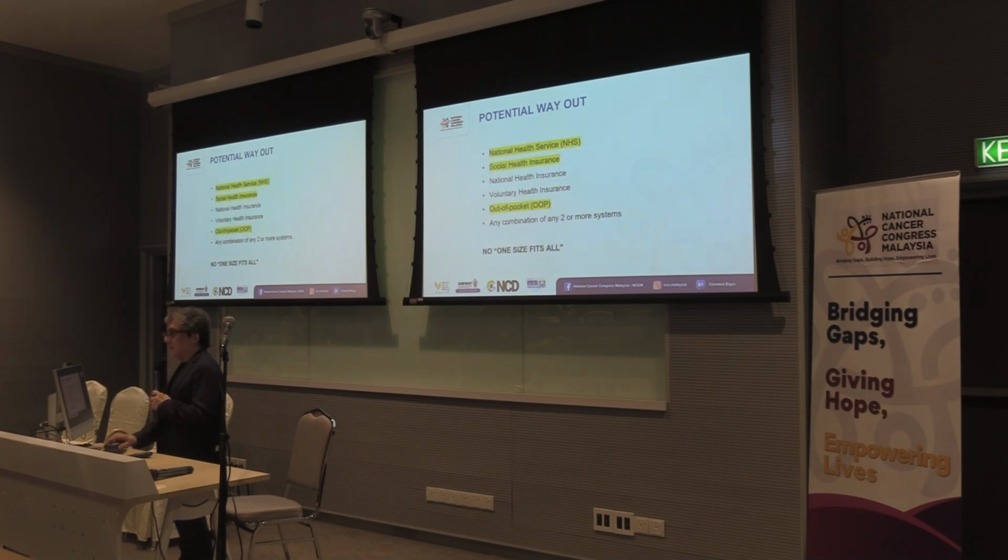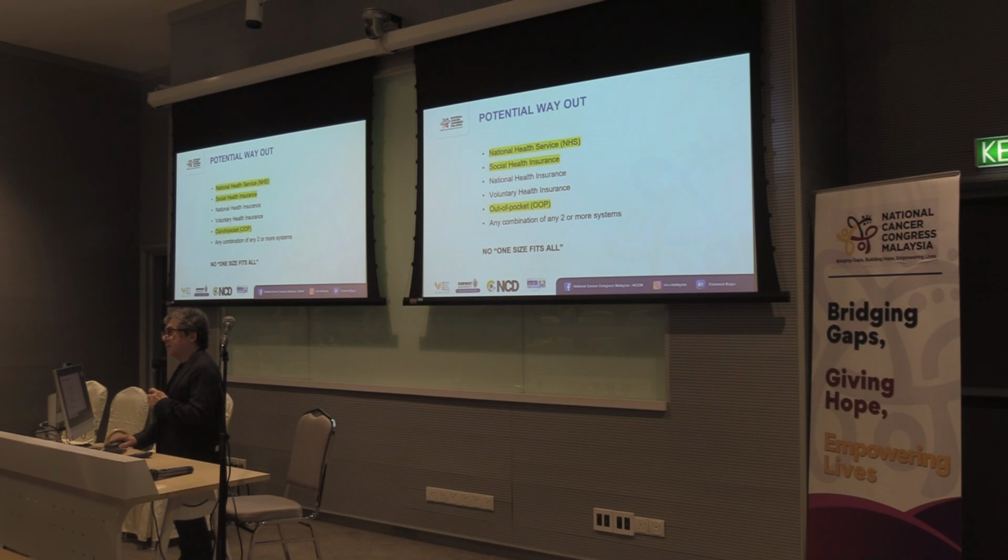At the moment, the Malaysian healthcare system is through a national health service, similar to the one in the UK, where it is mainly funded by taxation. Government does all the pooling of funds and then purchases services from the public hospitals. So this is how the NHS works.